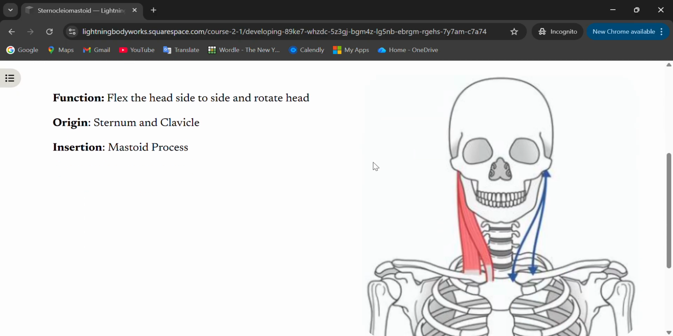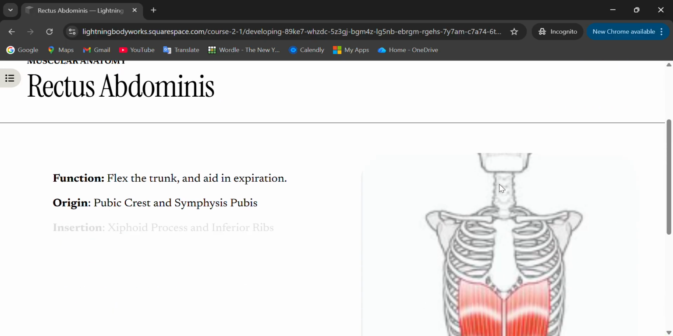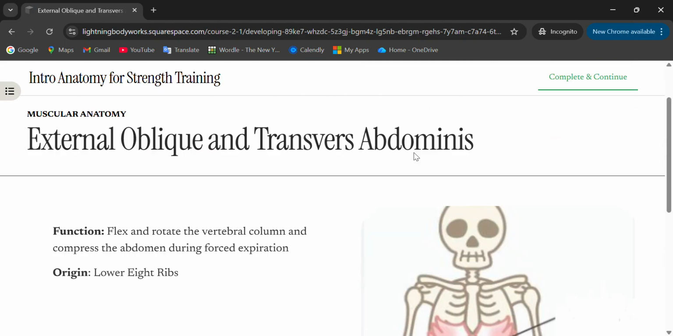Our different muscles, again I'll quickly go through this. If you want a deeper dive, you can use the link in the description, find it all on the website.